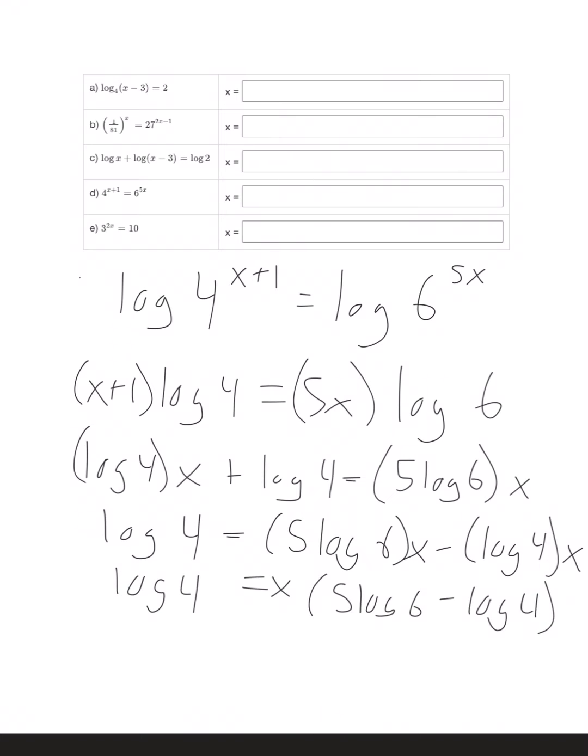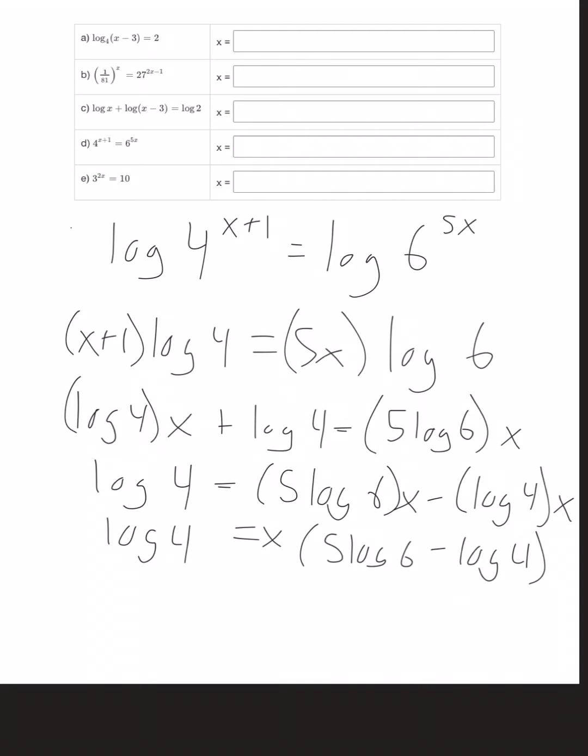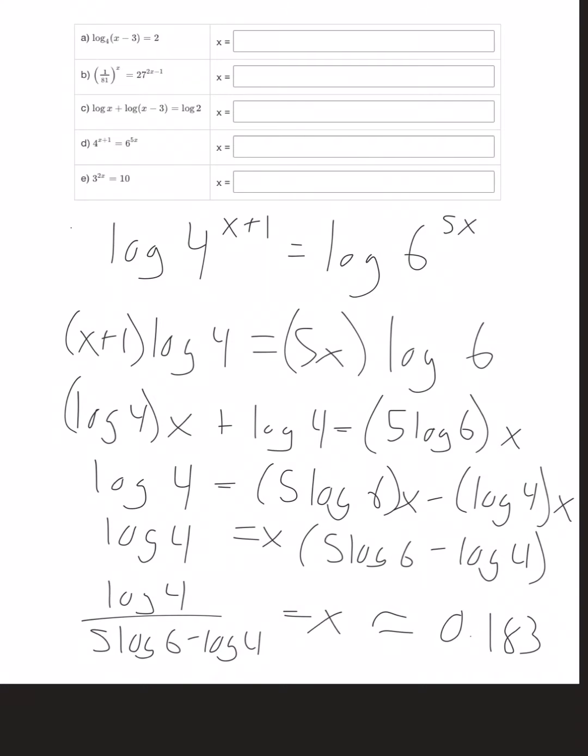So to get that x by itself, I just need to divide. So I can do that. So this is going to be log 4 over 5 log of 6 minus log of 4 equals x. And if you do actually plug that into your calculator, you should get approximately 0.183.